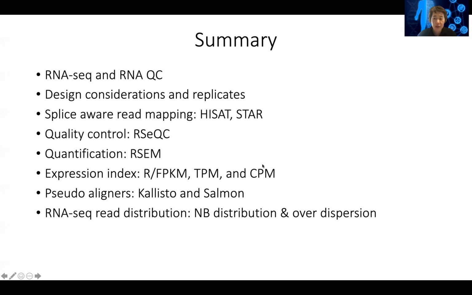However, to calculate differential expression, people actually use the count matrix directly, the normalized read counts. And so in order to really look at differential expression, we need to understand the read count distribution of RNA-seq, which turns out to follow a negative binomial distribution with overdispersion, meaning that when the mean increases, the variation increases even more.